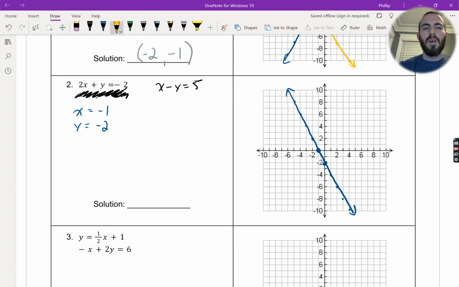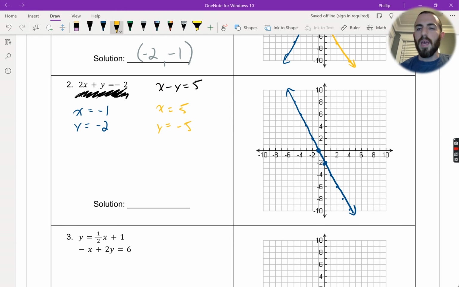Now with the second one, we do the same thing. We want to find out where it crosses the x-axis. So we cover the y. In this case, it says x = 5. Now to find out where it crosses the y-axis, we cover the x with our finger. Now to get y by itself, we divide both sides by -1, and we get y is -5.